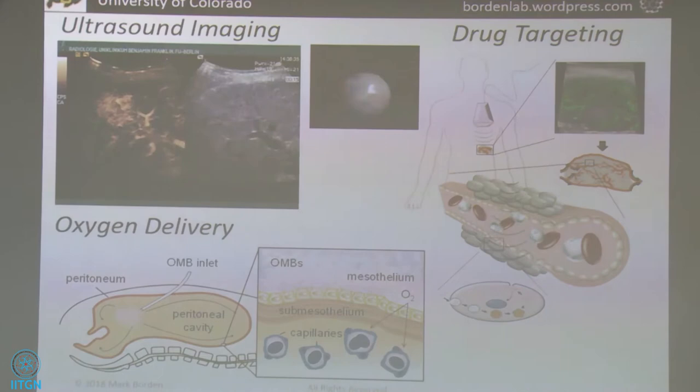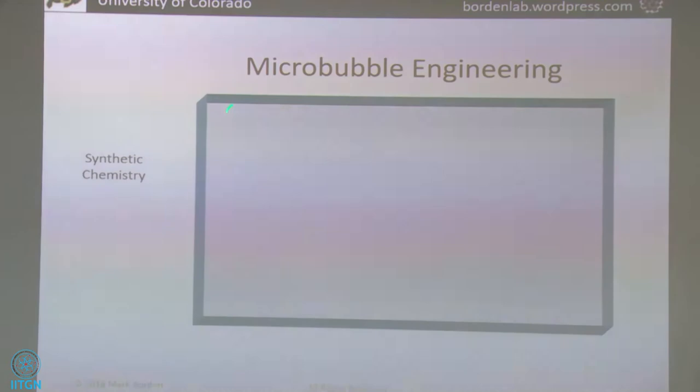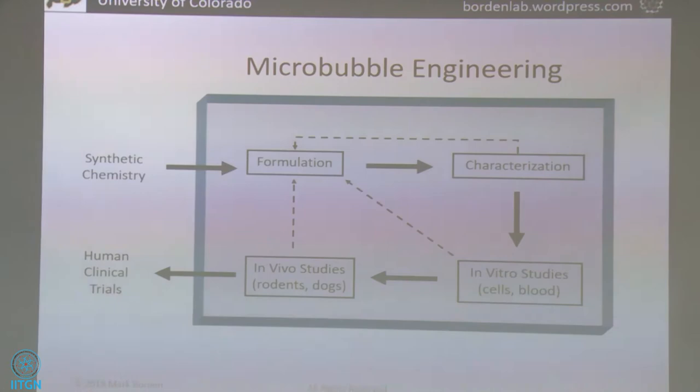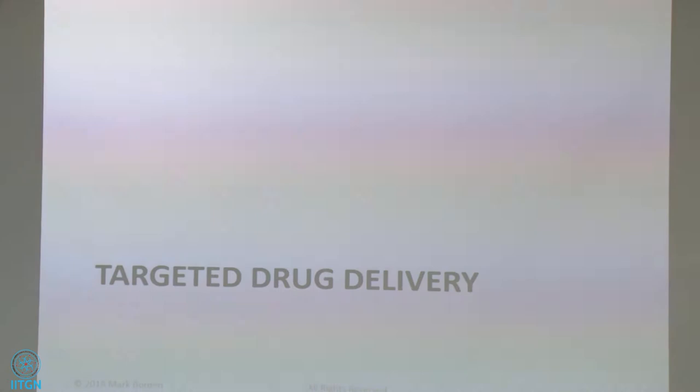So again, microbubble engineering is in the domain in this box. We work together with synthetic chemists, maybe at biopharma companies, at the university or an institute, and we use those molecules to make our formulations, our bubbles. We then characterize those physically. If they're successful and they have the right properties, we do in vitro studies. Again, if they have the right properties, we do in vivo studies. If those studies are successful, we go into human clinical trials, and this is our domain. Once our bubbles go through human clinical trials, we can go back and formulate bubbles for a new application. So it's a paradigm that works pretty well.